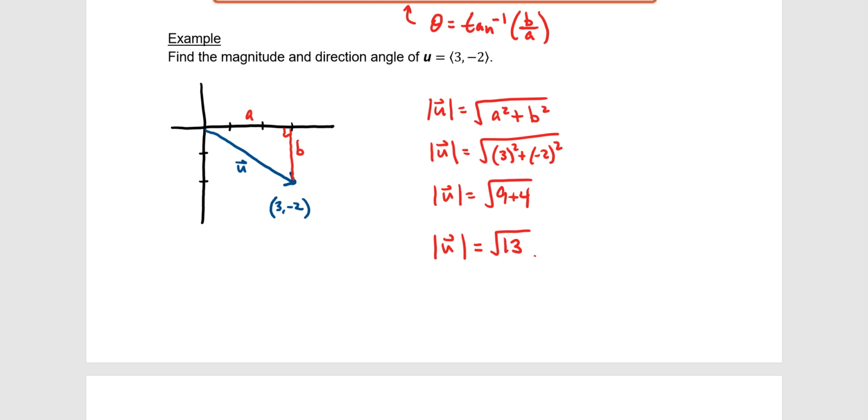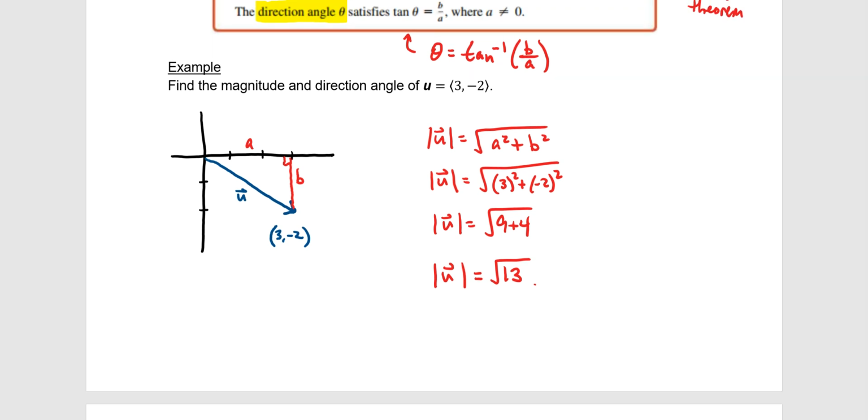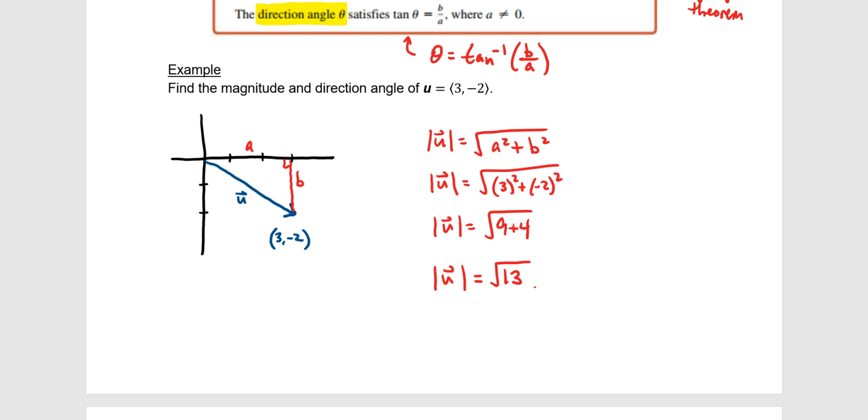And then let's find the direction angle. I'm just going to skip to having theta solved for. Theta equals tan inverse of b over a. That's going to end up being theta equals tan inverse of negative 2 over 3. So before we actually evaluate this, let's just make sure we know the angle that we're solving for. The angle is this angle right here.